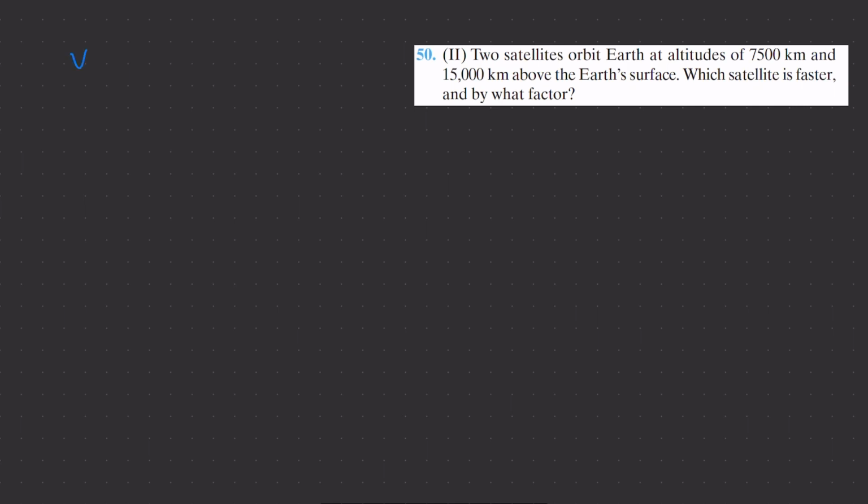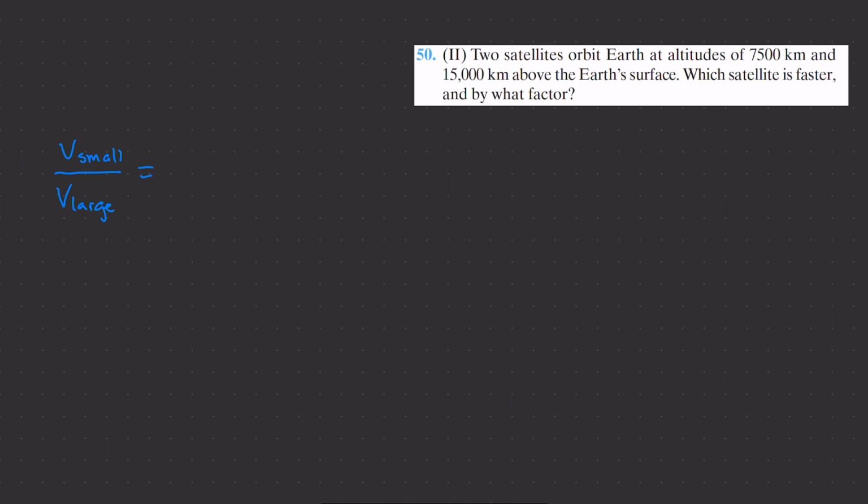I can say that the velocity of the satellite with the smaller orbit has some factor with the velocity of the satellite with the larger orbit. The larger orbit, of course, refers to the 15,000 kilometer above Earth's surface orbit, and the smaller orbit refers to the 7,500 kilometer above the Earth's surface orbit. Because we already know expressions for finding the velocity of a satellite, we can set that up as ratios of those equations as well.